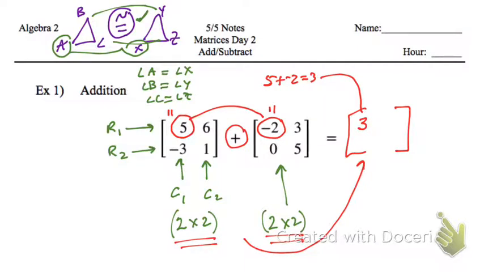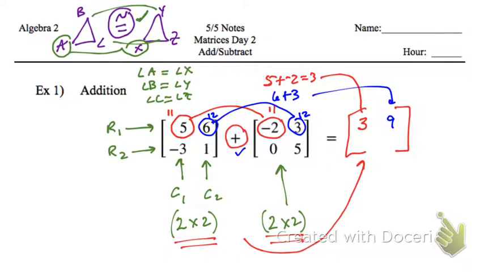Okay. Then we just continue on like that. Here, let me switch colors. So then this 6 is in the first row, second column. That 3 over there is in the same spot, first row, second column. So what do we do with those two? We add them and we say 6 plus 3 gives me a 9.